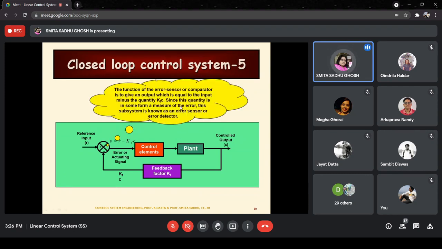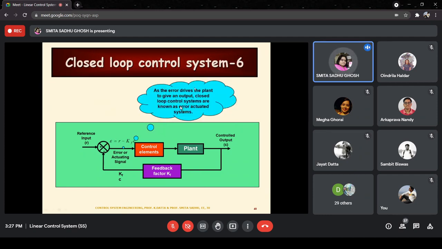The function of the error sensor or comparator, okay, so error sensor is also a comparator because it compares between these signals. The function is to give an output which is equal to the input minus the quantity kf into c. Since this quantity is in some form or measure of the error, this subsystem is known as the error sensor or error detector, right? I've already told you these things verbally, but I'm just going through what is written.